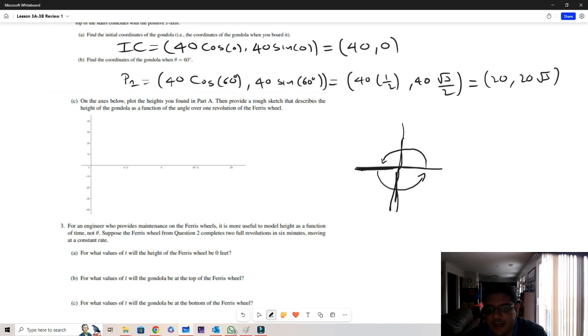So notice that, of course, if you start plotting points, you're going to find out that 0 is here, that we get to the highest point when it's pi half, that we get to 0 again here in pi, and then we get to the lowest point in 3 pi half, and then we're back to the origin in 2 pi. So this gives me a regular sine function. Let me try to actually draw it here.